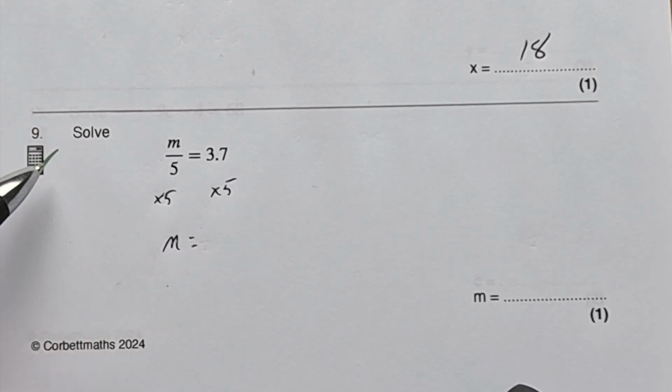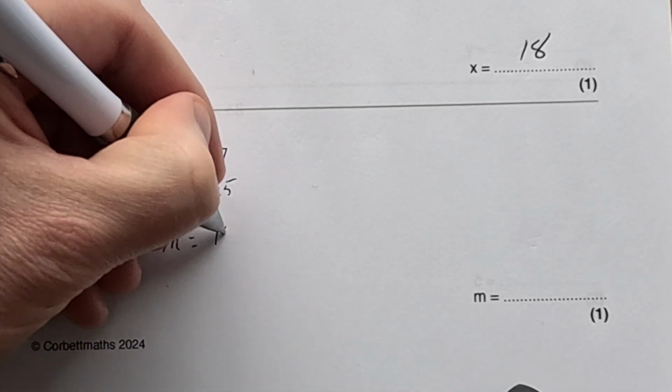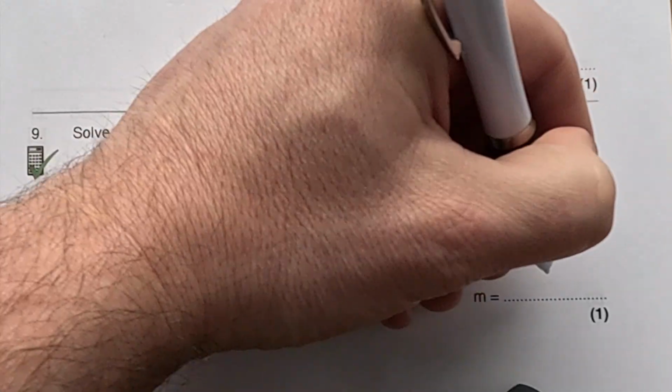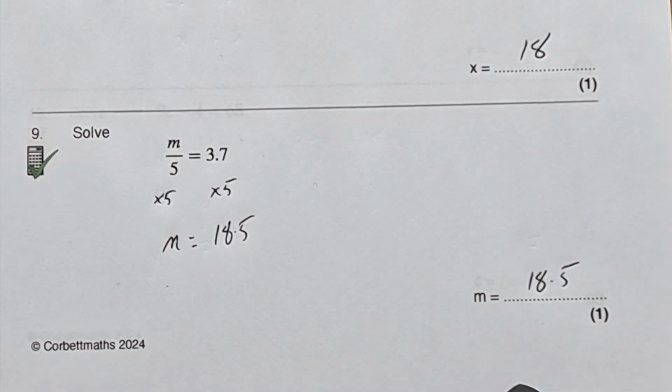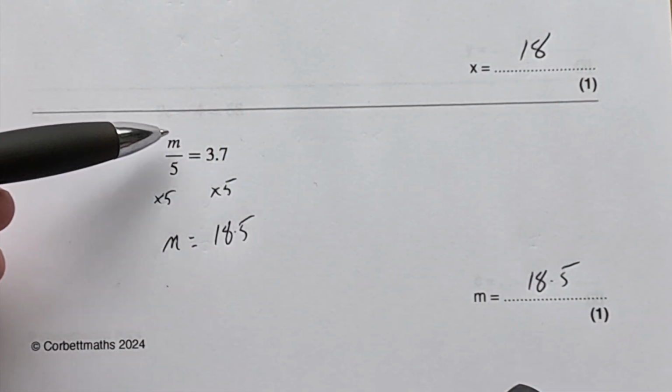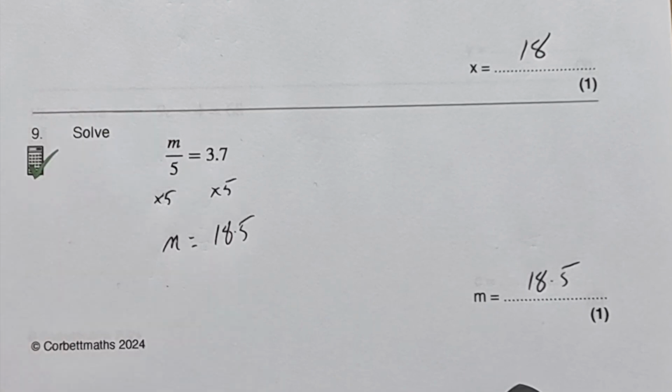And it's a calculator question, so you can just type in 3.7 times 5. And that's equal to 18.5. So that means that m equals 18.5. And that's it. And again, you can check your answer. If you do 18.5 divided by 5, you get 3.7. And that's it.